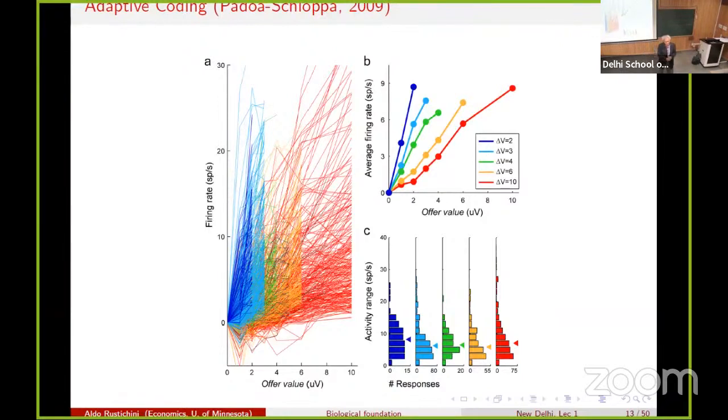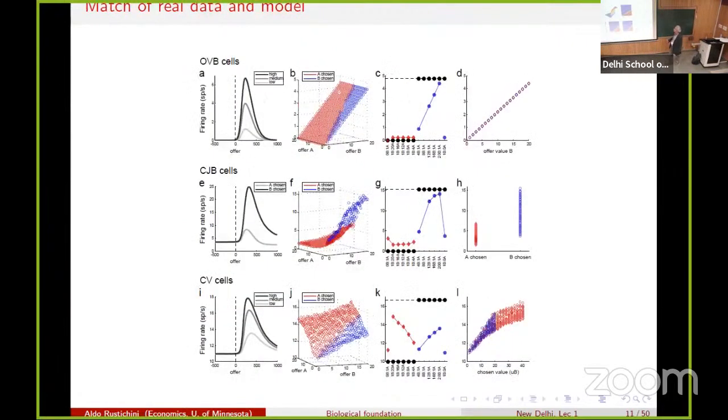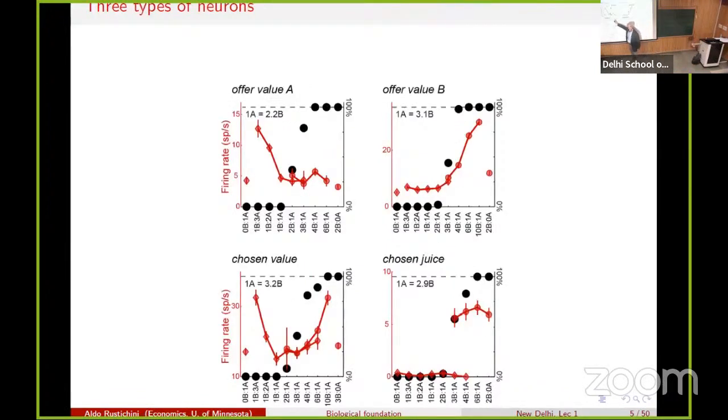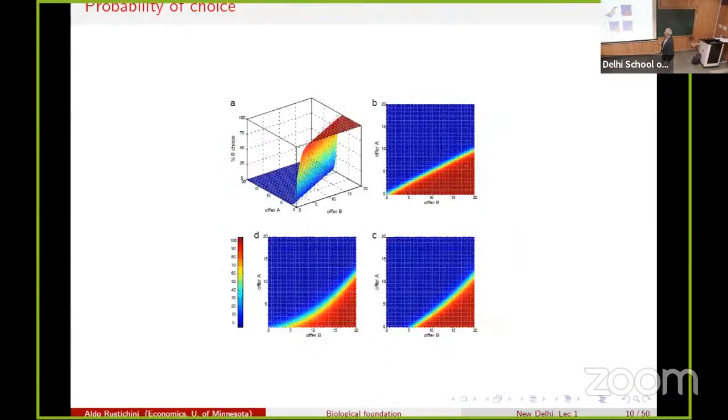What we mean as economists, it's not just ordinal, it's how much you are coding. So the firing rate is really a measure of the cardinal utility. We have the firing rate of the offer value neurons, which is one of these 5 types, you remember? But they all have this feature, which is adaptive coding.